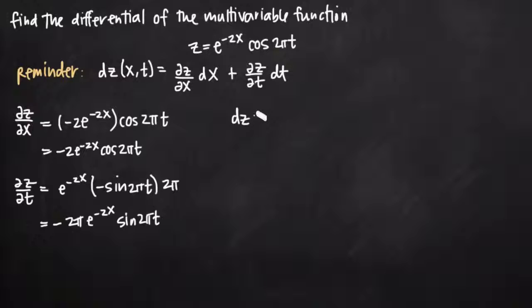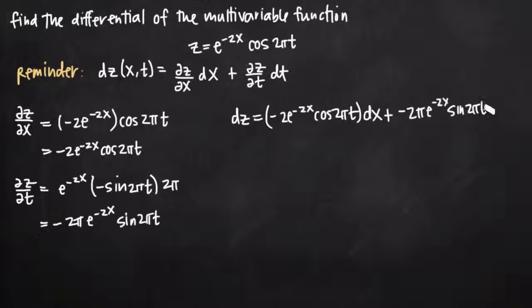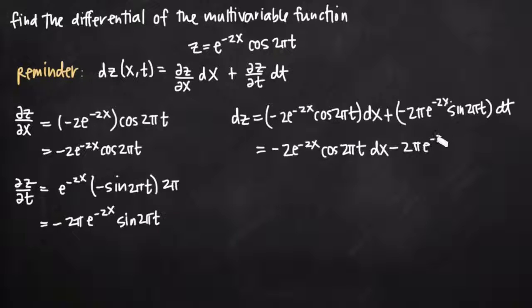So our equation is going to be dz is equal to the partial derivative of z with respect to x, which we already found to be negative 2e to the negative 2x cosine of 2 pi t. And we're going to be multiplying this whole thing times dx here. So we say dx. Then we add to that the partial derivative of z with respect to t, which we found down here. So we get negative 2 pi e to the negative 2x sine of 2 pi t, and we multiply that whole thing by dt. Now, as you can see, if we just simplify this, we'll get negative 2e to the negative 2x cosine of 2 pi t dx, and then here we'll get this minus, so minus 2 pi e to the negative 2x sine of 2 pi t dt.